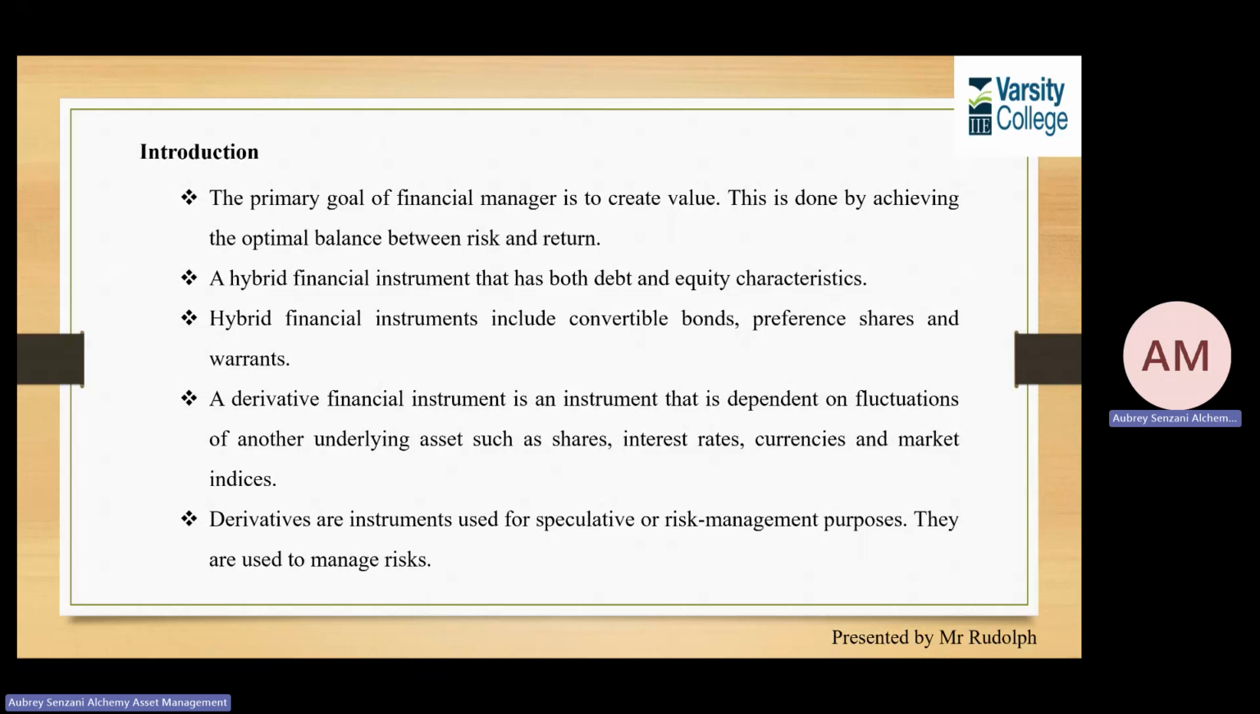But anyway, coming back to our introduction, a hybrid financial instrument has both debt and equity characteristics. So we're going to learn about that. Hybrid financial instruments include convertible bonds, preference shares, and warrants. Okay. A derivative financial instrument is an instrument that is dependent on fluctuations of another underlying asset.